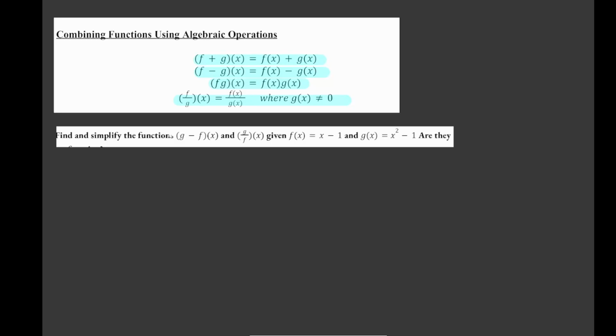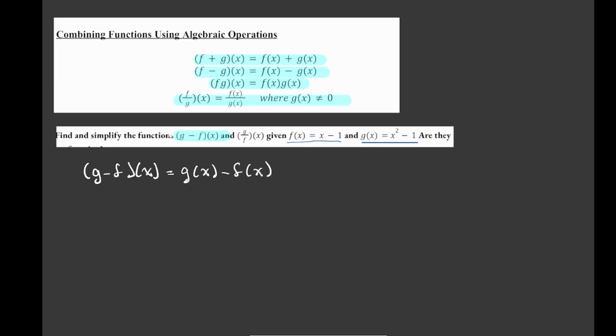Now here, we're given f of x is equal to x minus 1, and g of x is equal to x squared minus 1. The first thing we're going to do is find g minus f. I know it's g minus f of x, and I always like to rewrite it as g of x minus f of x.